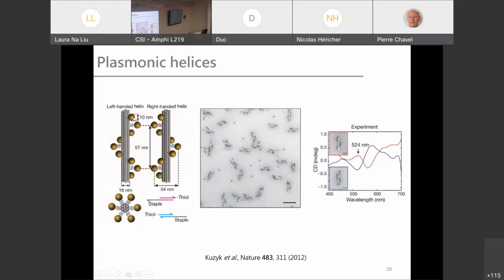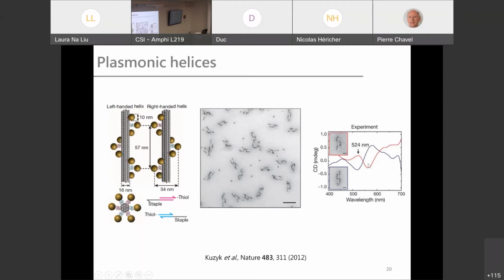The gold nanoparticles, which are functionalized with different capture strands, are assembled in a staircase fashion along the two origami bundles, in the left-handed form as well as in the right-handed form. So here in the middle, you'll see the beautiful structures. They are really three dimensional. So then they measured the CD spectroscopy of these right-handed structures and left-handed structures.